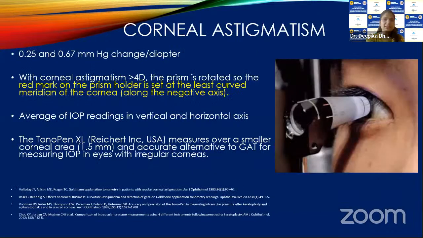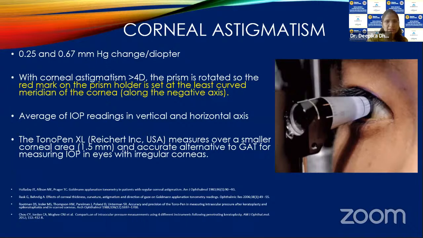In cases of corneal astigmatism, it has been found that if corneal astigmatism is more than 4 diopter, then the IOP measured is changed. There is a change of about 0.25 to 0.67 mm Hg per diopter. So if there is 4 diopter astigmatism, about 1 to 1.5 mm Hg IOP is changed.